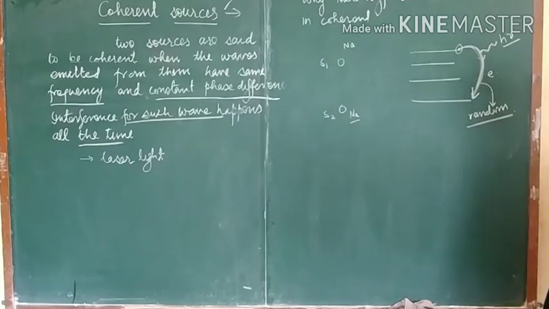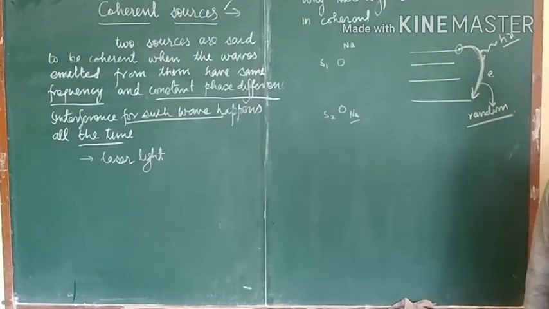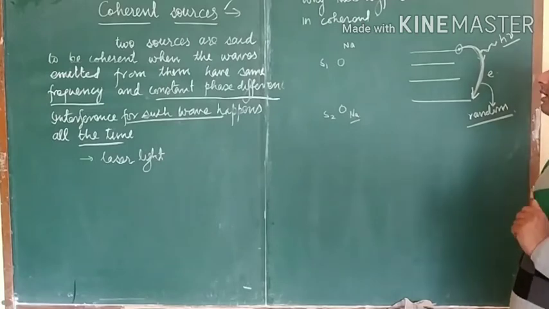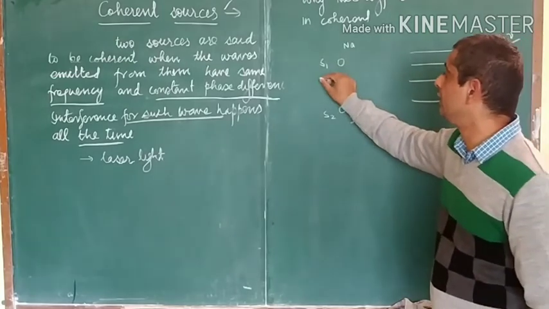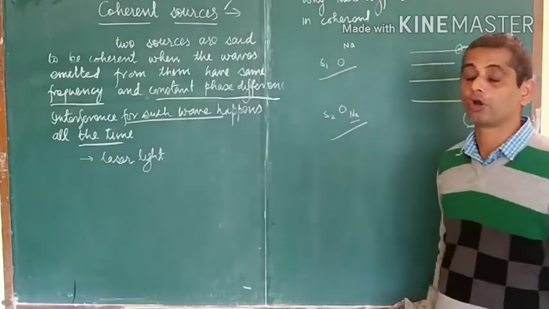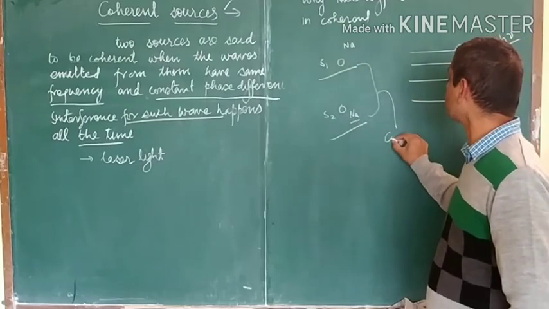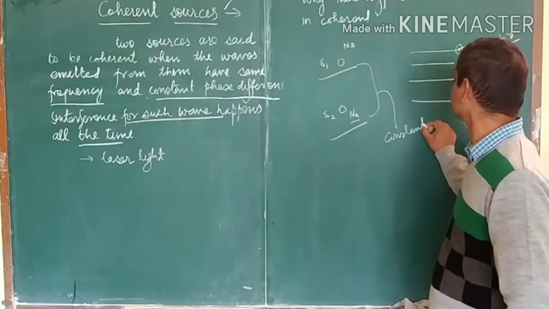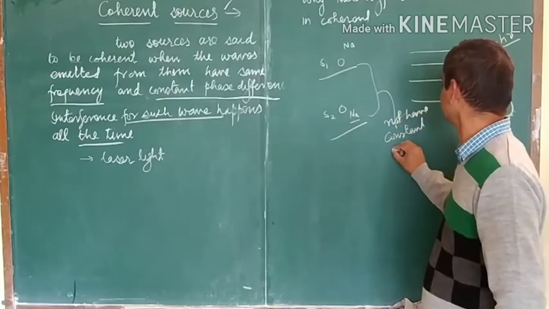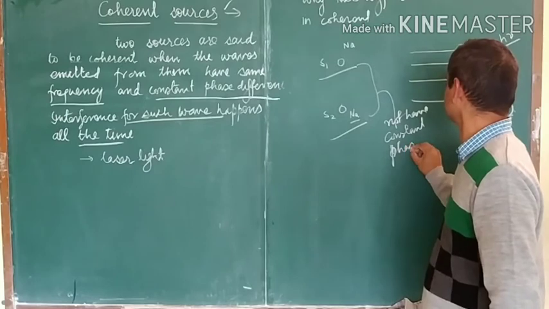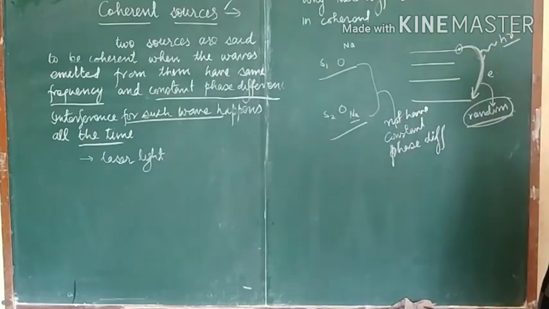As a result, we will not have the same phase difference. So we can say that because of this random nature, two independent sources cannot be coherent because they will not have a constant phase difference.